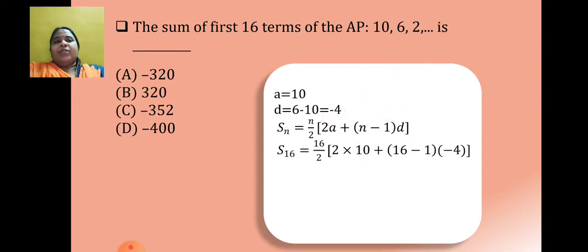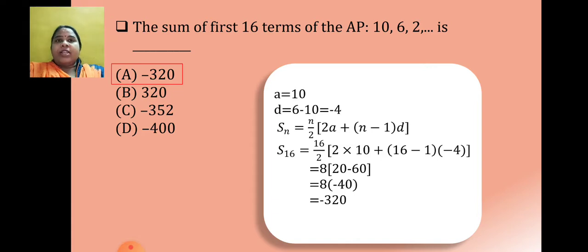Then substitute the values. As you can see, after substituting, what answer do I get? 2 into 10 is 20. 16 minus 1 is 15. 15 into minus 4 is minus 60. So we get minus 40 into 8, that is minus 320. So out of this, which option is correct? Option A. Okay, so this can be asked for 2 marks, where you need to work out so many steps and get the correct answer.